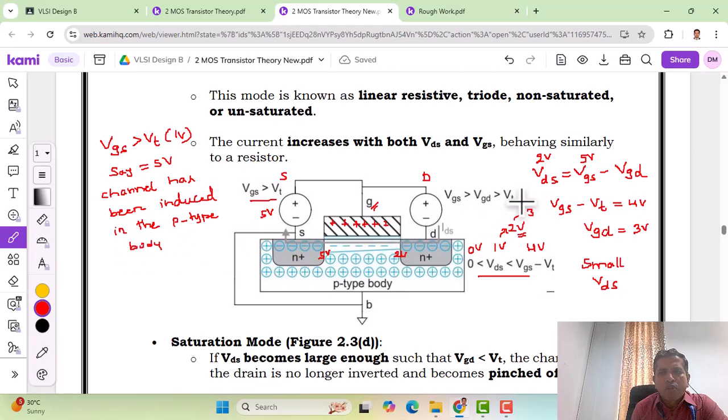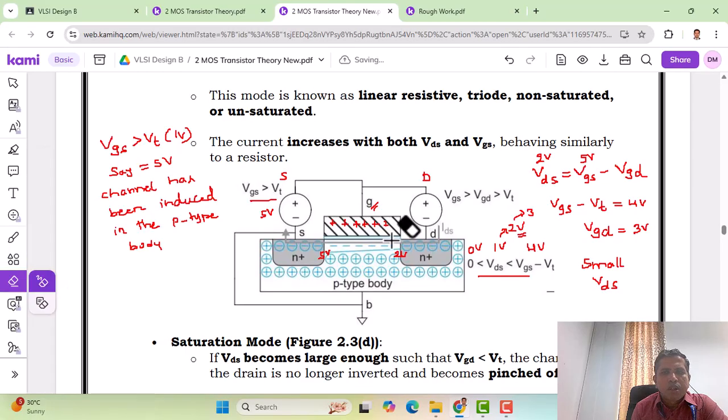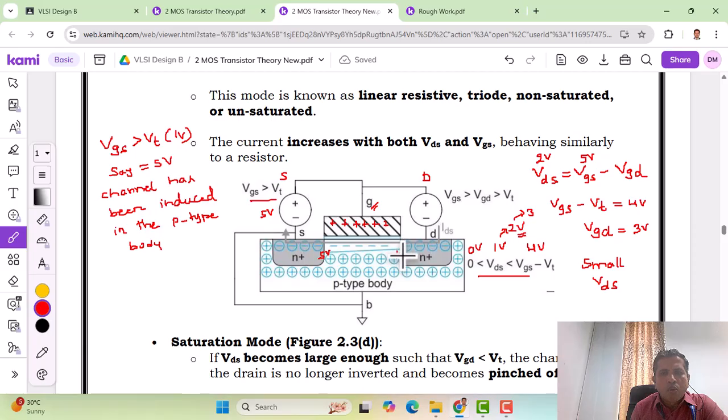And the moment I go for VDS as 4 volts, what will happen to VGD? VGD becomes 1 volt. Now it has almost reached the threshold on the drain side, but on the source side there are 5 volts, so the channel depth is high, whereas here it has already reached pinch off, which is 1 volt. Beyond this, if we increase, this region is going to get saturated, and that is discussed in the next mode of operation.